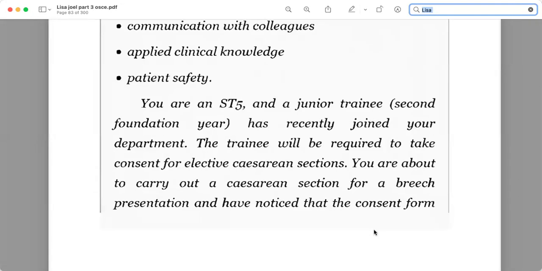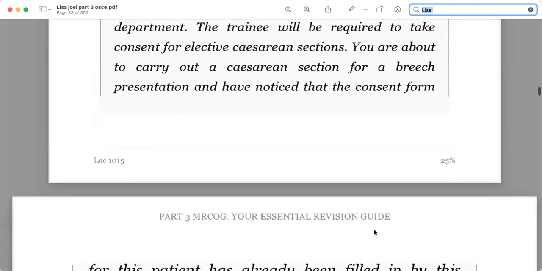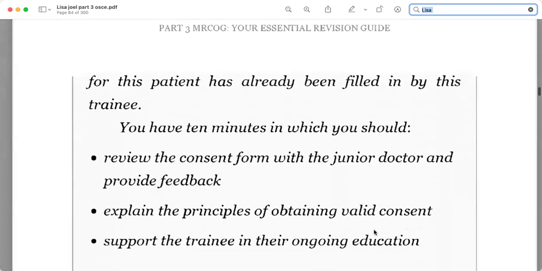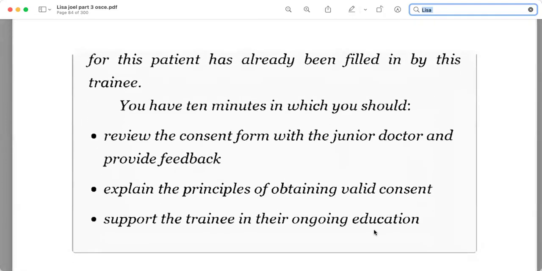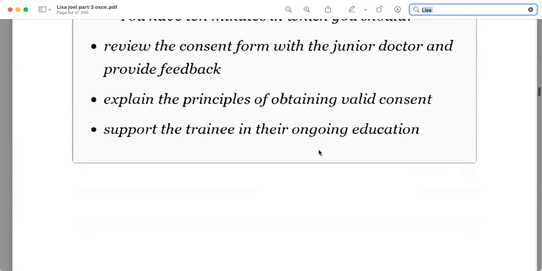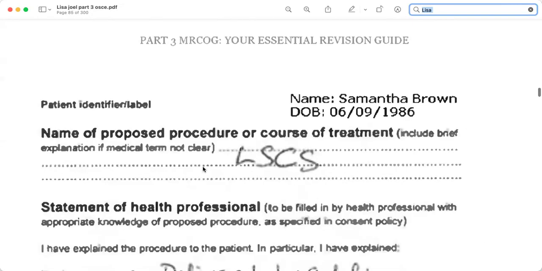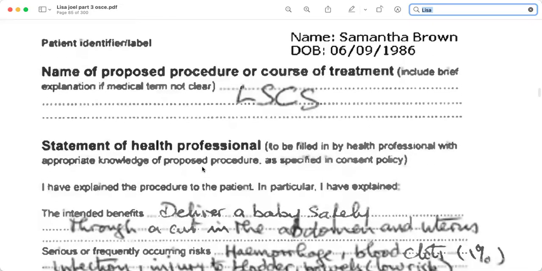You want me to scroll down? Please let me know. Yeah, ma'am. Little down. Consent form is with the task. Yes, my dear. Okay, here is the form. Okay.